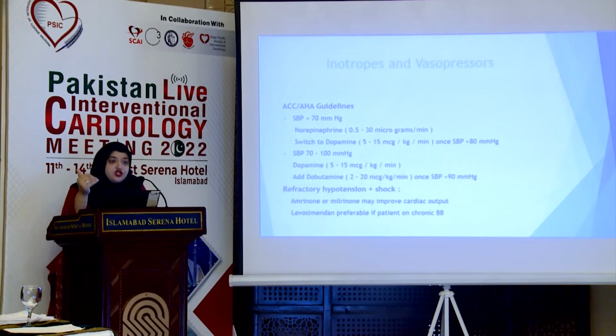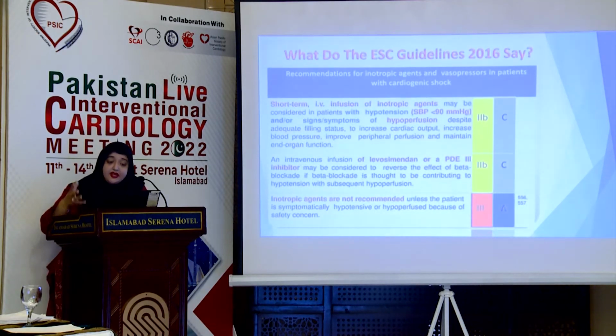Refractory hypotension and shock. Amrinone, milrinone may improve cardiac output. You may need phosphodiesterase inhibitors. Levosimendan is preferable if the patient is on chronic beta blockers and not responding. So it is, again, the same slide reinforcing what the European Society of Cardiology says about it. Short-term infusion of inotropes if systolic blood pressure is less than 90, with signs and symptoms of hypoperfusion, and to increase cardiac output, it should be given.